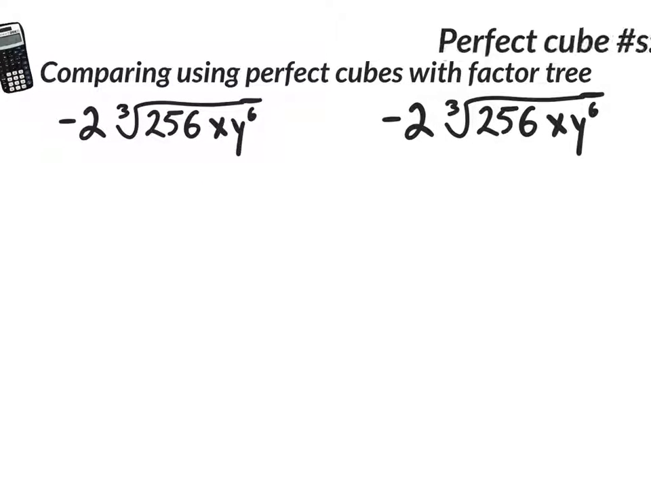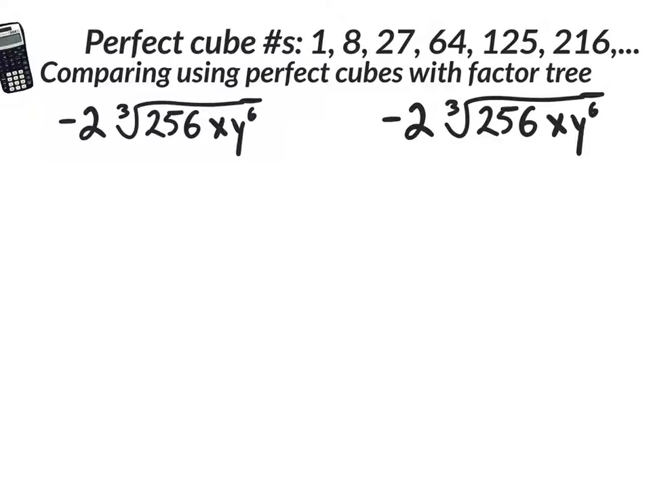So here's a perfect cube list. Now, if you don't know this list, all you got to do is get your calculator and go 2 to the third power, and that'll give you 8. 3 to the third power will give you 27. 4 to the third gives you 64 on a calculator. That way you know perfect cube numbers.